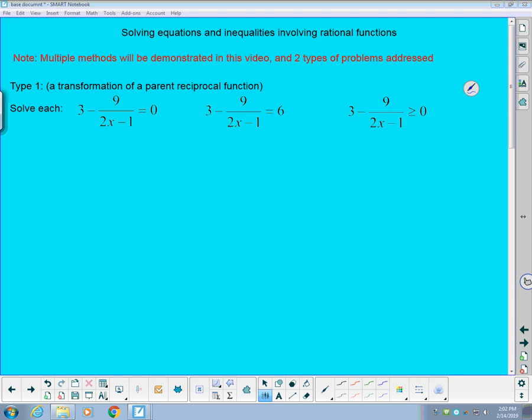All right, we're going to see if we can do this in one shot here. There's quite a bit going on in this one, so we're going to jump right in. We are solving rational functions.